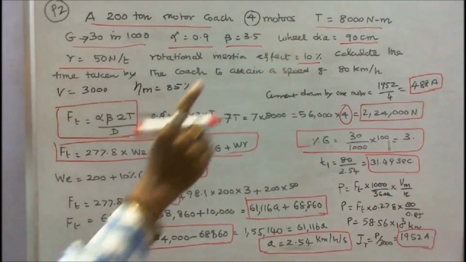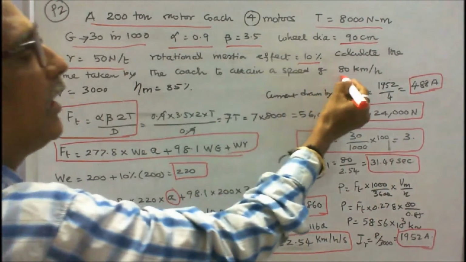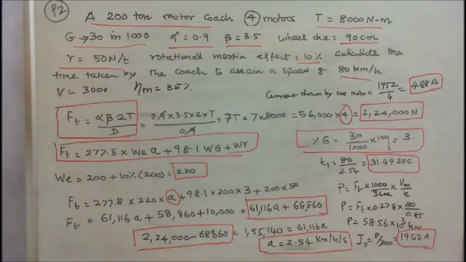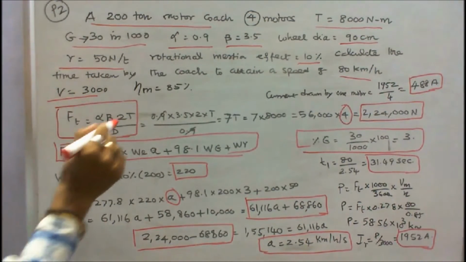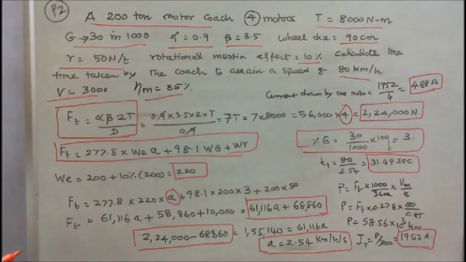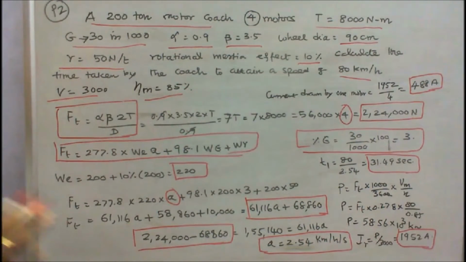Rotational inertia effect is 10%. Question 1 is, calculate the time taken by the coach to attain the speed of 80 km per hour. The second question is, if the supply voltage is 3000 and motor efficiency is 85%, what is the current drawn by one motor?